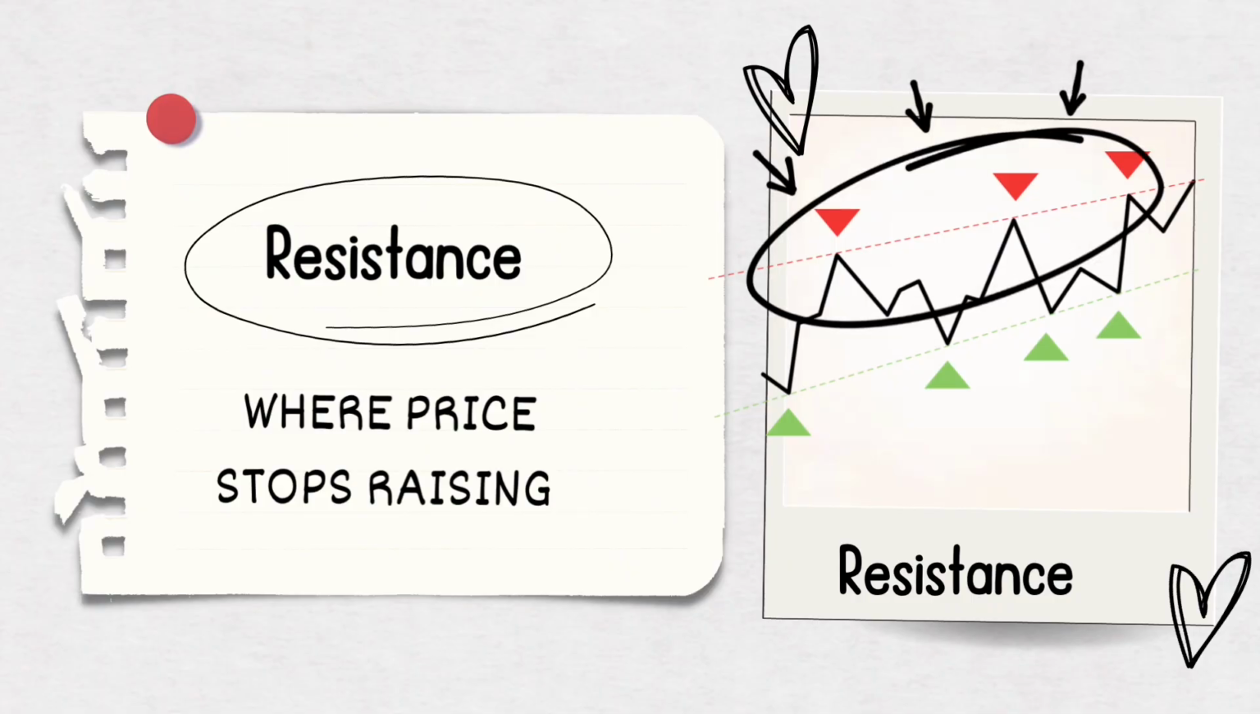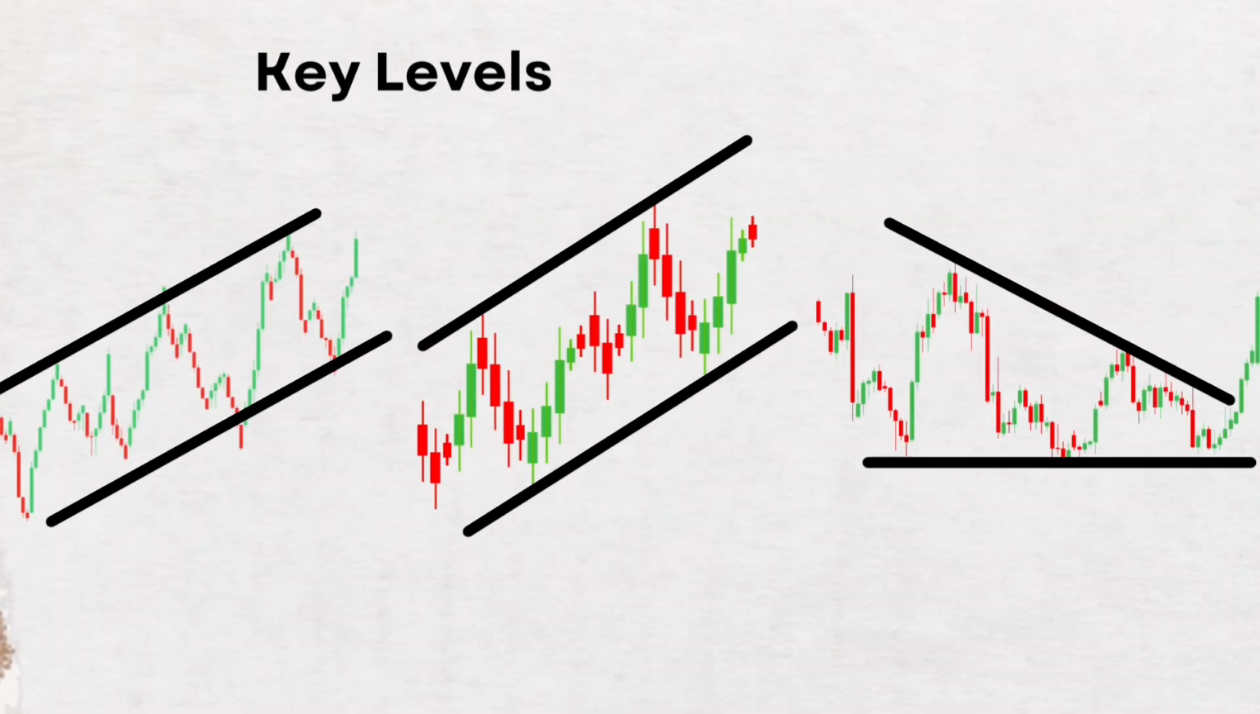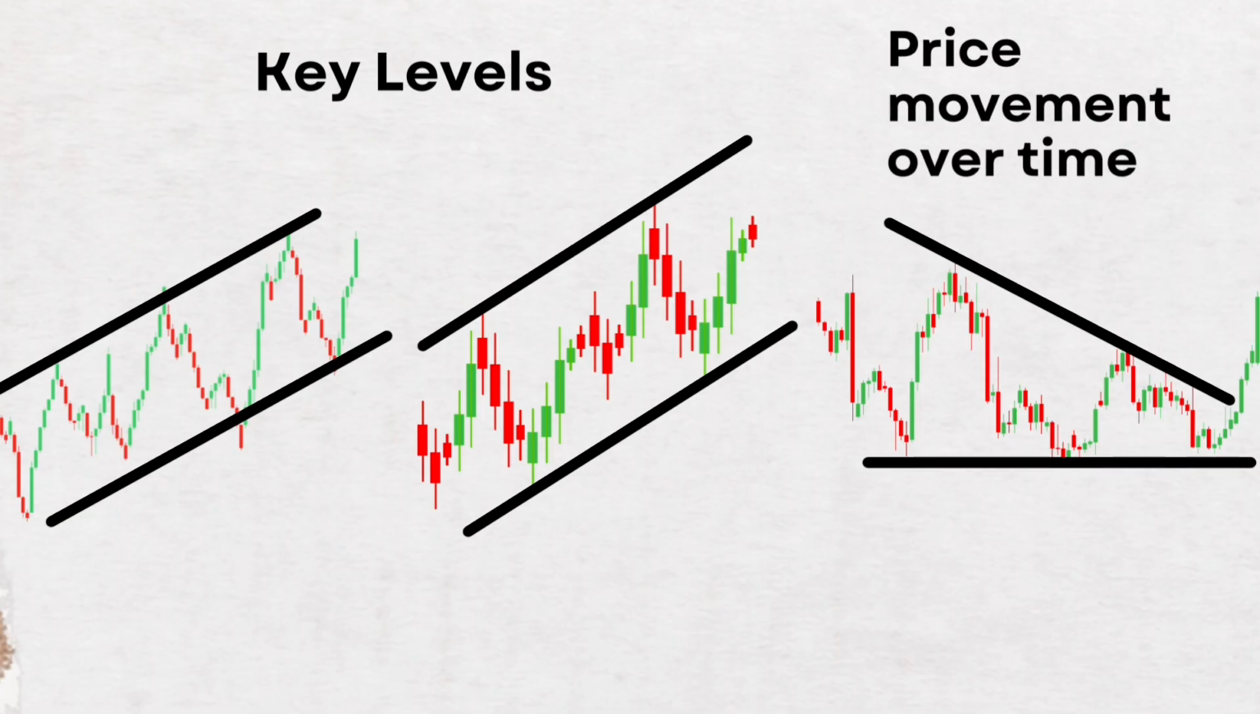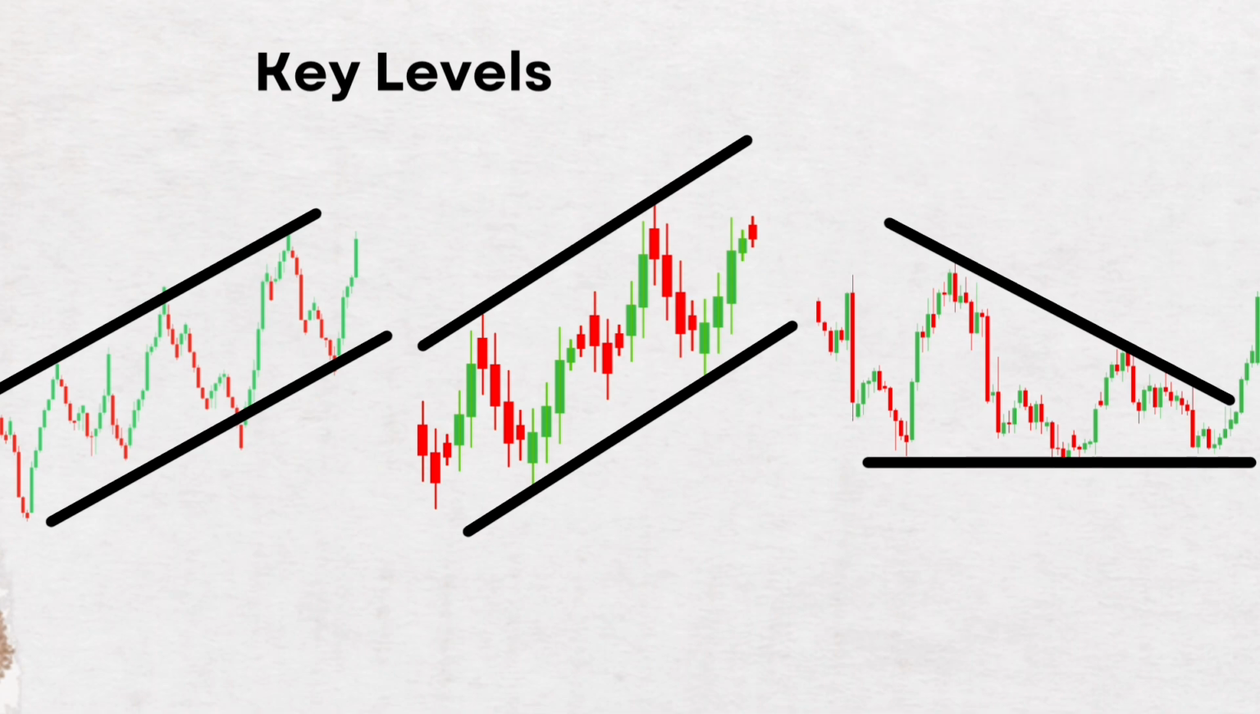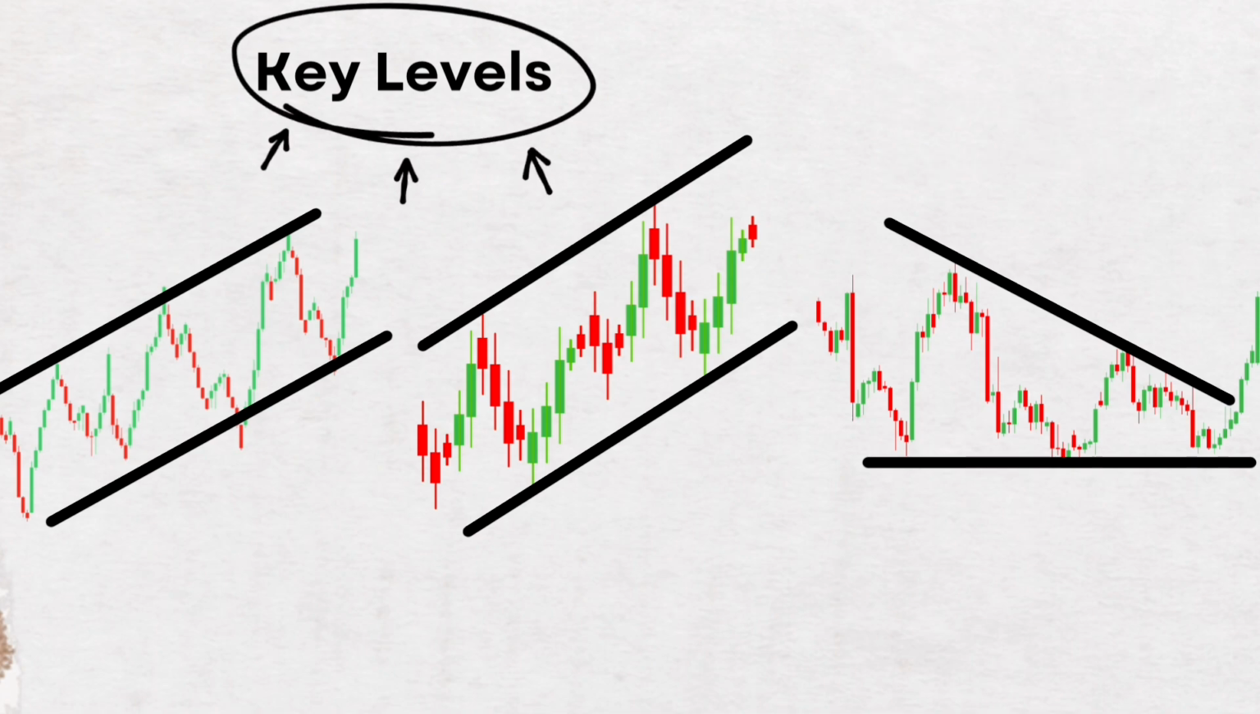Why do these levels matter? Now this is where things start to click. Support and resistance matter because they show you where decisions happened. These are areas where buyers and sellers met, price slowed down, and the market decided what to do next. So instead of looking at the entire chart and feeling overwhelmed, you can focus on key areas that simplify everything.